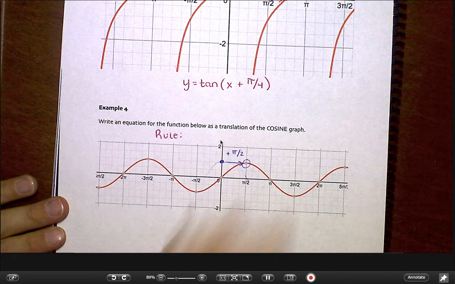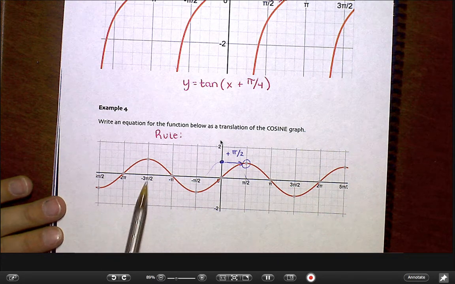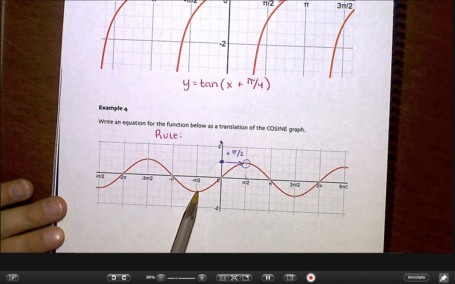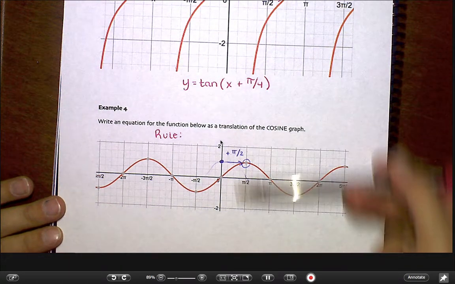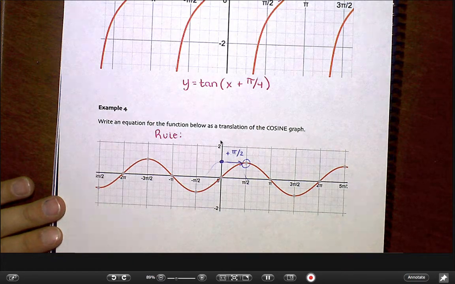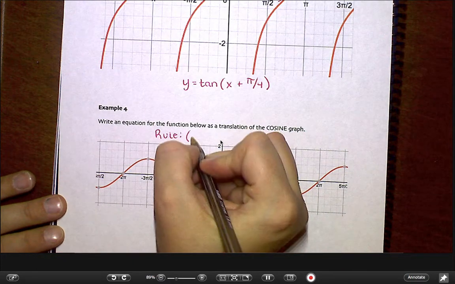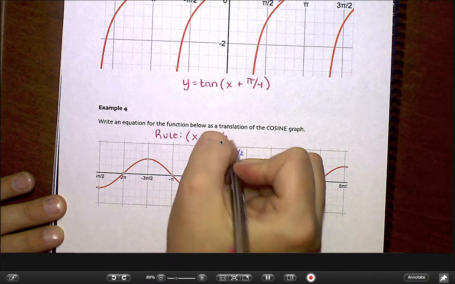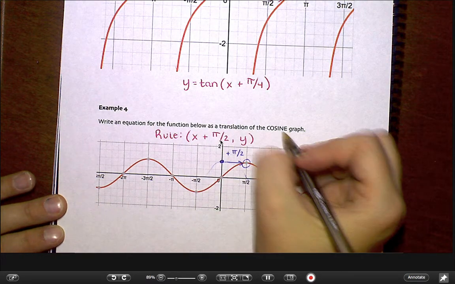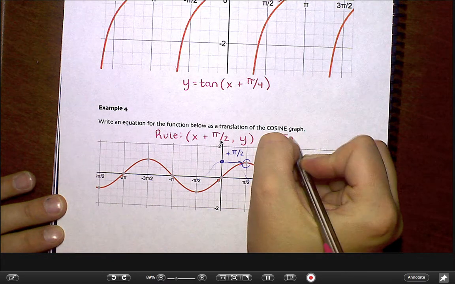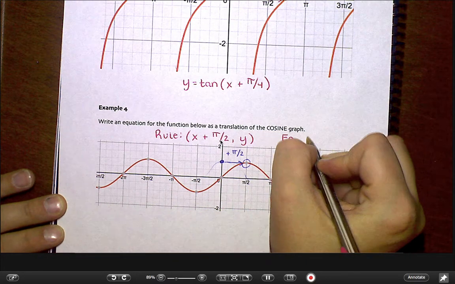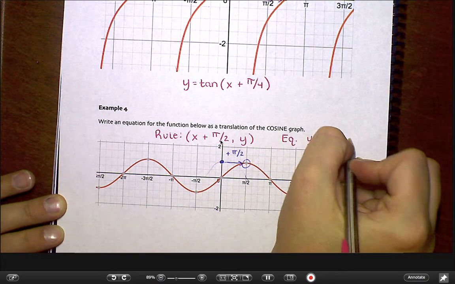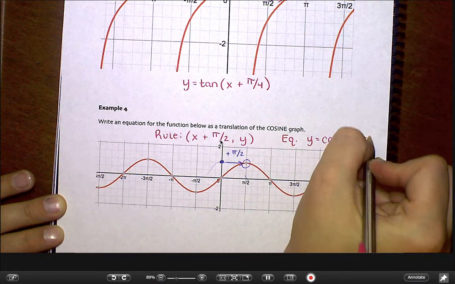and again, I should have mentioned this, but there's no vertical shift here, because if you notice, my amplitude still goes up to +1 and down to -1. If this were off-centered here, I would know that there was a vertical shift. But my rule, I'm going to say we went to the right by pi over 2. And so for my equation, I'm going to say y equals cosine of x minus pi over 2.